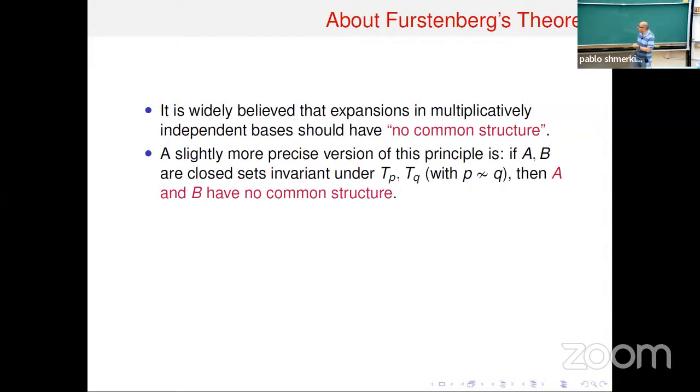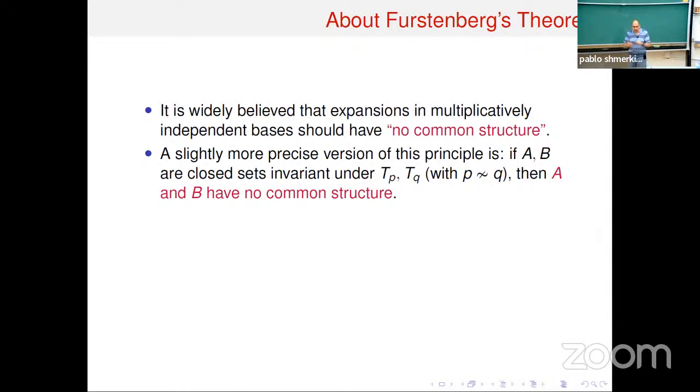So we have p and q multiplicatively independent. Then we have two sets, A and B, which are closed and invariant under T_p and T_q respectively. Then the still vague, but slightly less vague, version of the principle says that these sets, A and B, have no common structure. Now, these sets typically are uncountable sets of zero measure in the circle, and they're sort of fractal. So being invariant under times p or times q is some sort of self-similarity. So you should imagine that they are fractal sets.